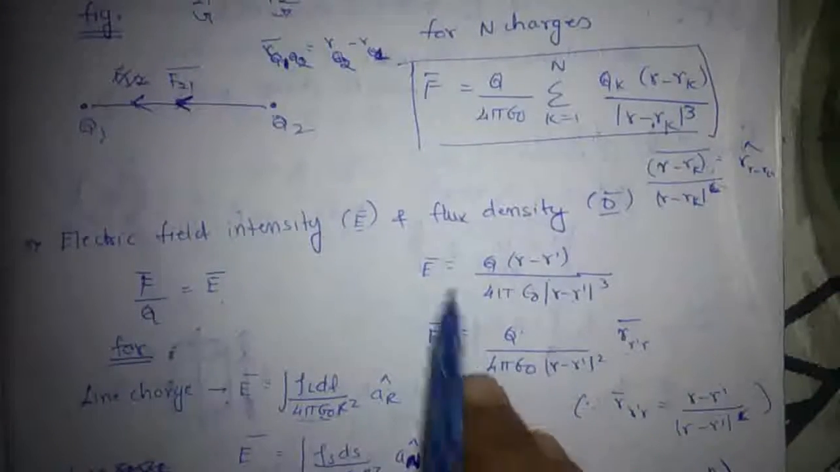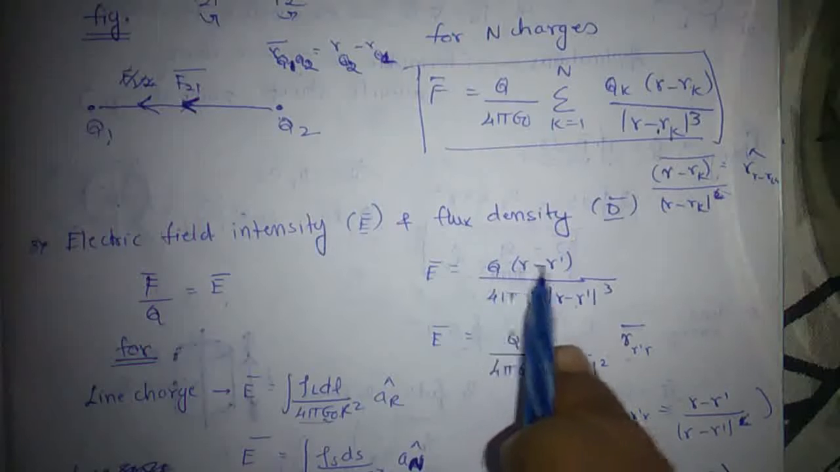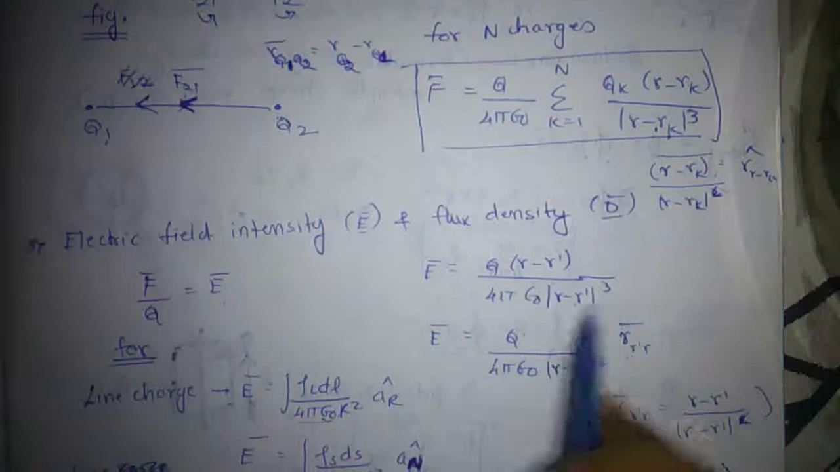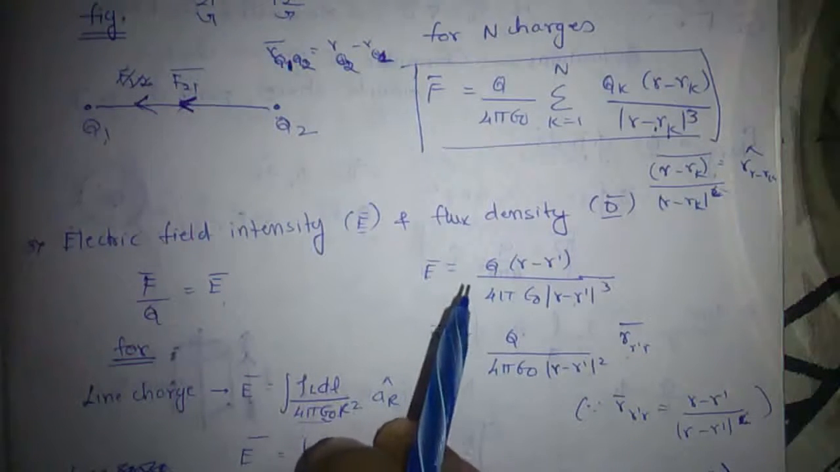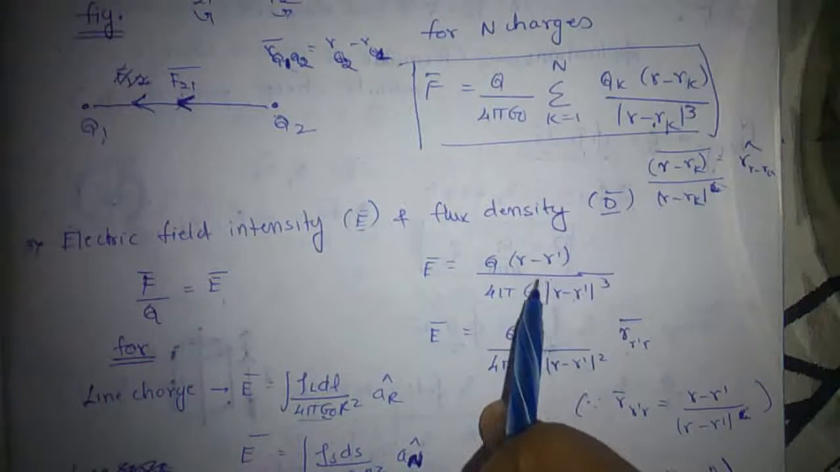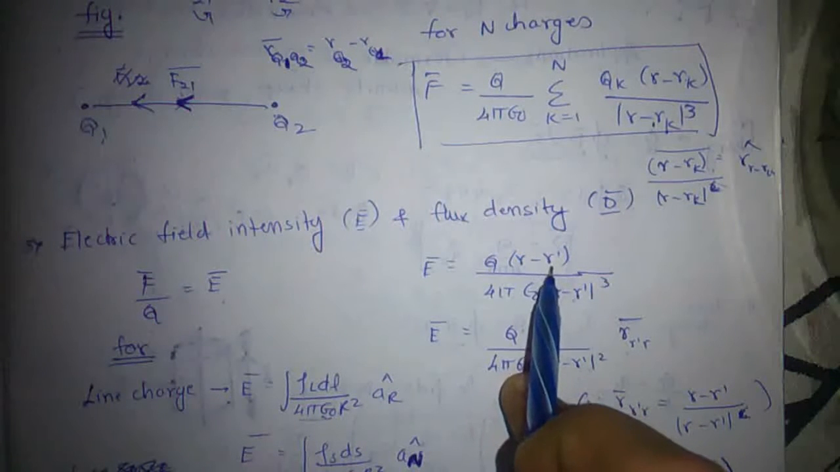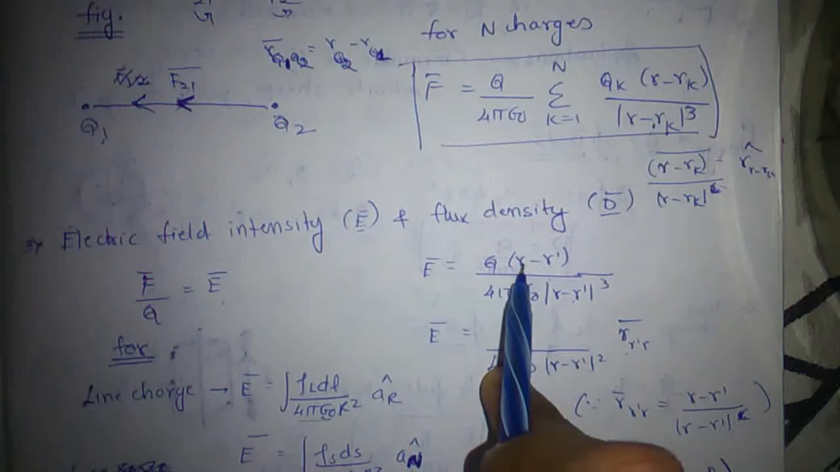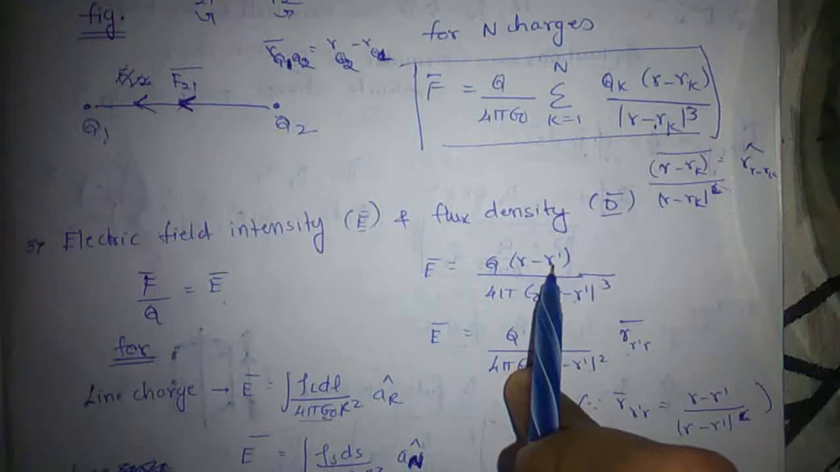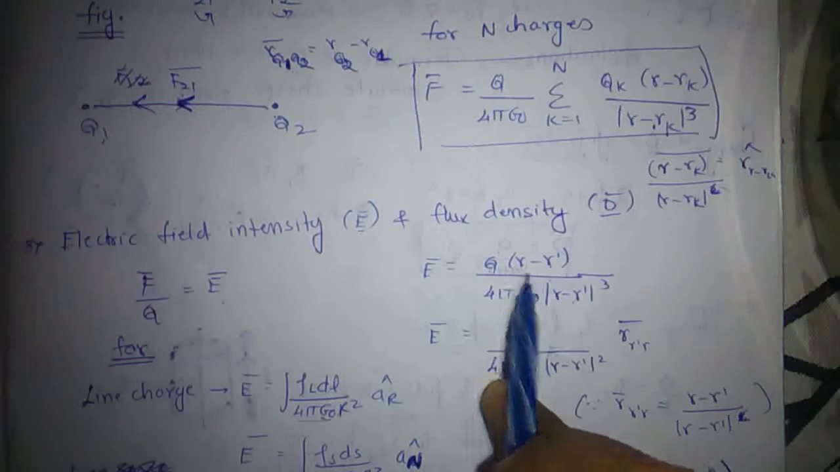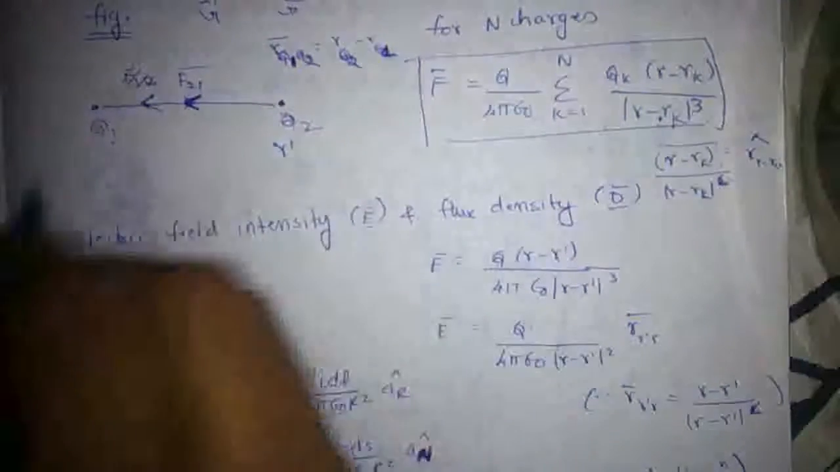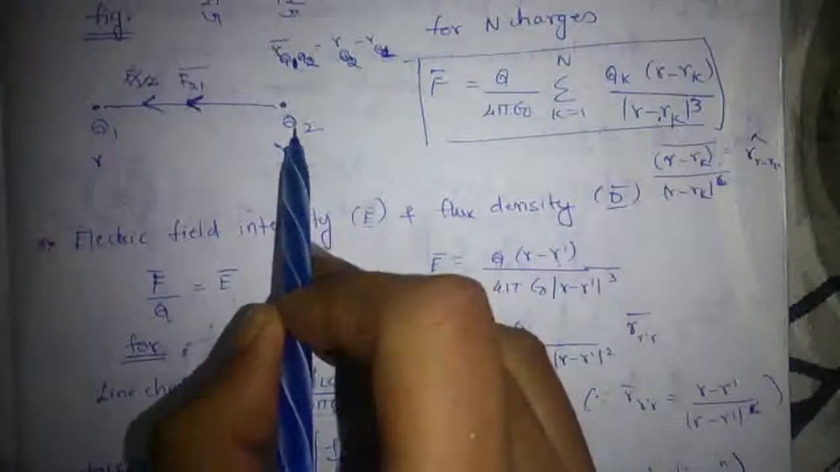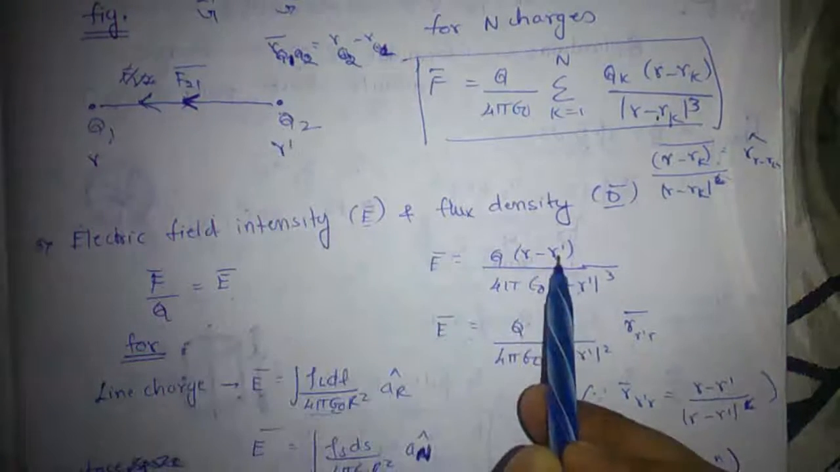So here E bar is nothing but Q (R minus R dash) upon 4 pi epsilon naught mod of (R minus R dash) whole cube. Now what is R minus R dash? Suppose our charge is placed at R dash and the point upon which this charge is acting is placed at R. I'll tell you, suppose this is placed at R dash and this is placed at R. So we write like this. But if this is placed at origin, then R dash will be 0.